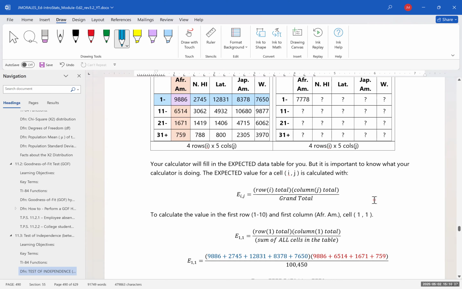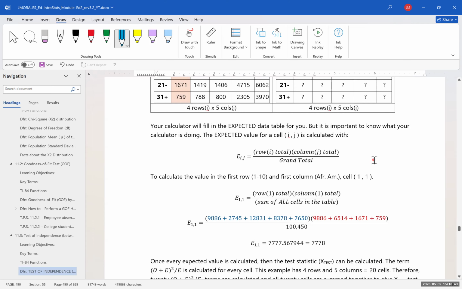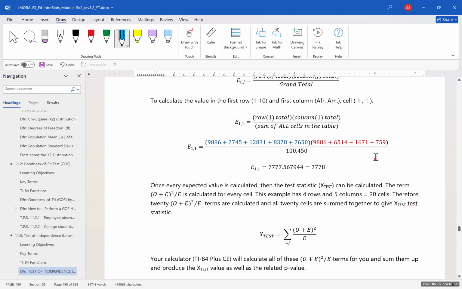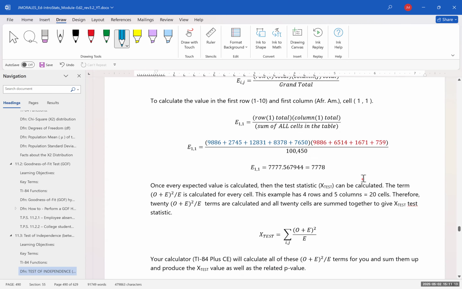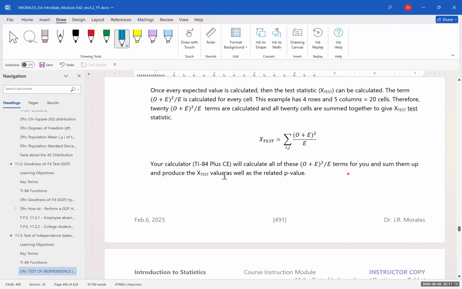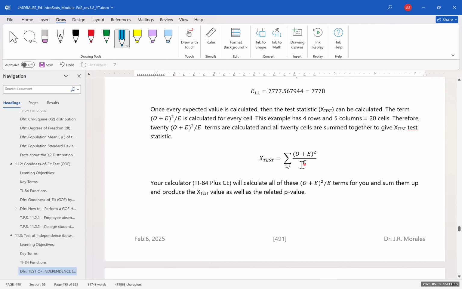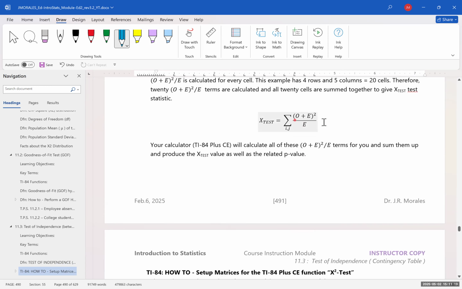Now, right now, you may be getting really tense and a little scared, thinking, oh my gosh, I'm going to have to make these calculations for every single one of these cells. The answer is no. The calculator is going to do that for you. And just like with goodness of fit, to get the test statistic, you're going to be adding up all of these values, and that'll give you a chi-squared test using this formula.